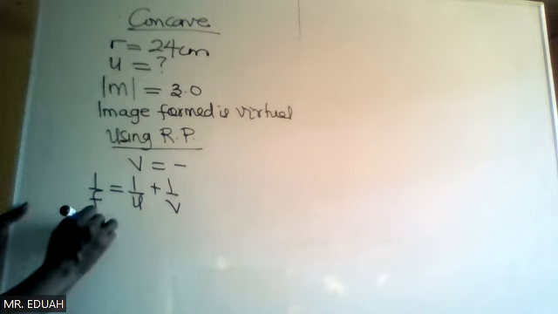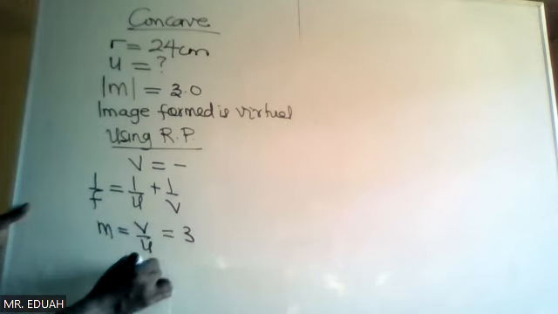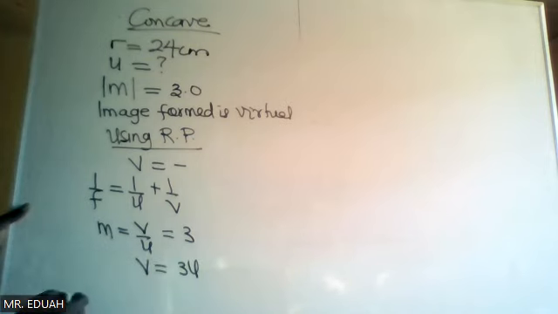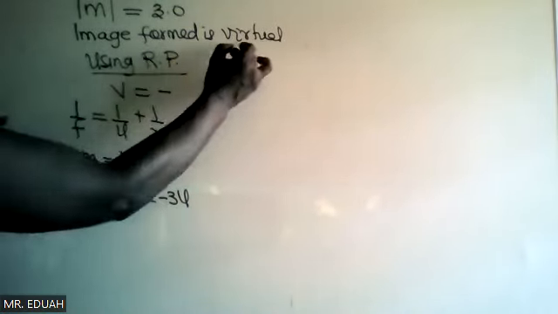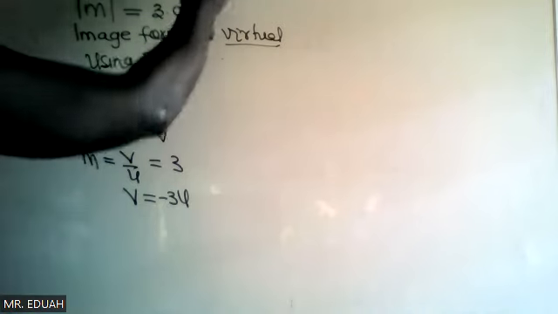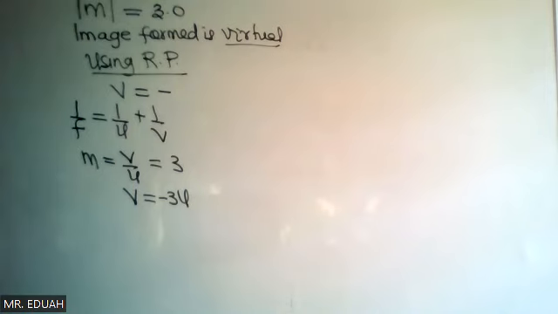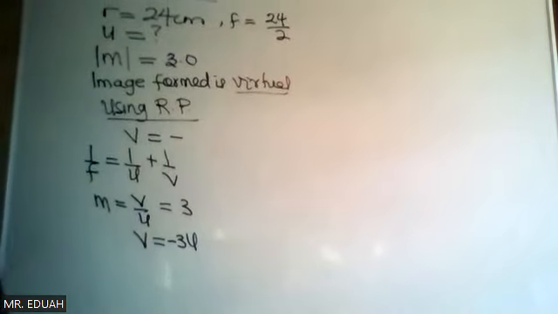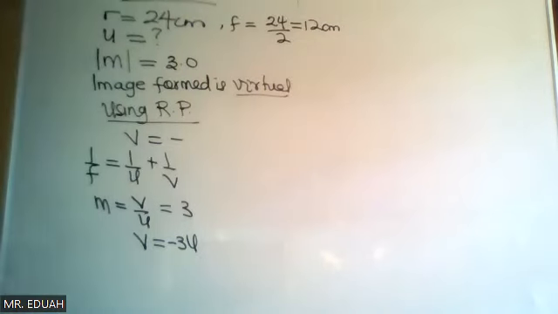Straight away, let's find magnification. M is equal to V on U, and this is equal to 3. So it means that V is equal to 3U. And because the image is virtual, this must be minus. V must be minus 3U. Why? Because the image, we are told, is virtual. Once I have the radius of curvature, F will be equal to 24 over 2, because R is equal to 2F. So F will be 24 over 2, and this will be 12 centimeter. This is also positive because it's a concave mirror.